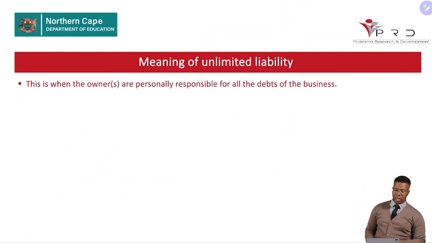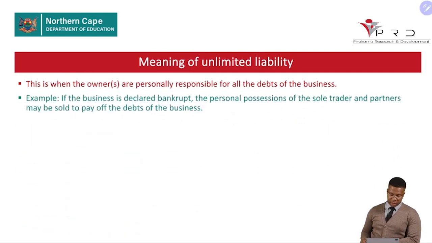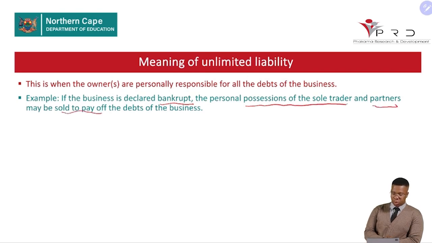But when we are looking into unlimited liability, which is applied to forms of ownership such as the sole trader and the partnership, this is when the owners are personally liable for all the debts of the business. So in this situation, which we call unlimited, whatever the business owes is actually being owed by the owner as well. If the business is declared bankrupt, meaning it doesn't have money, the personal possessions of the sole trader or partners may be sold off to pay off the debt of the business. So what is being owed by the business is also owed by the owner.